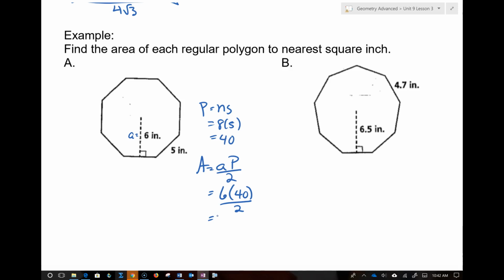All right, so what did we get? 120? Is that 120? Square inches.